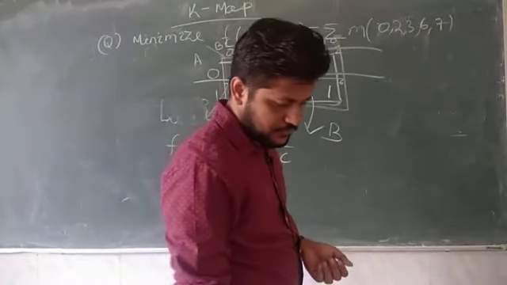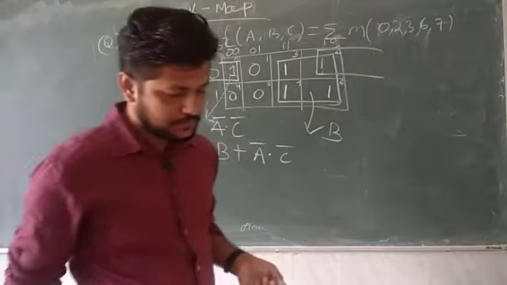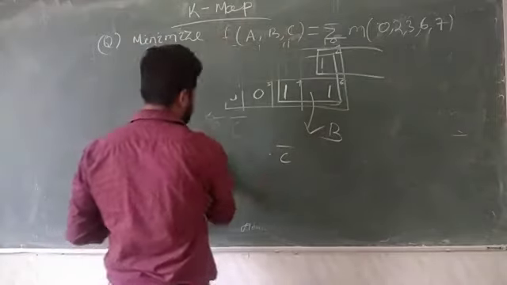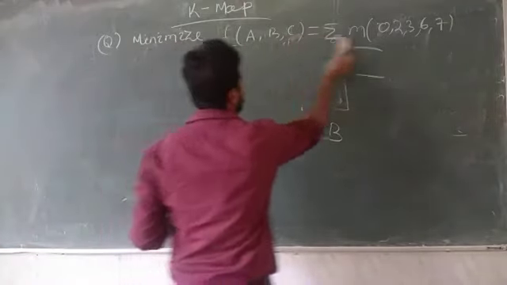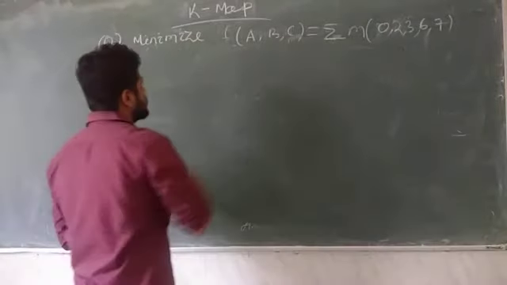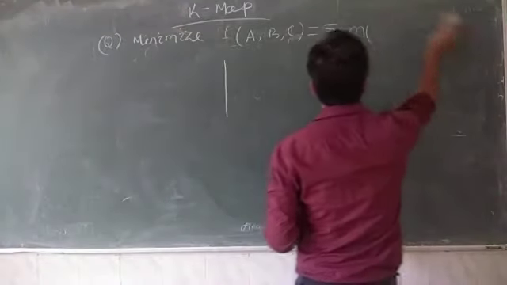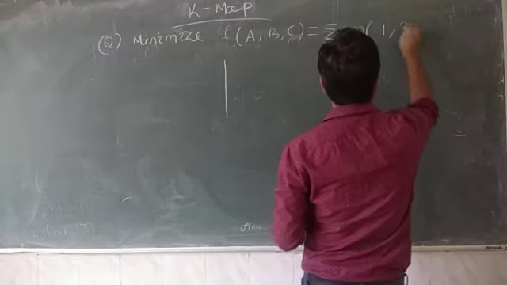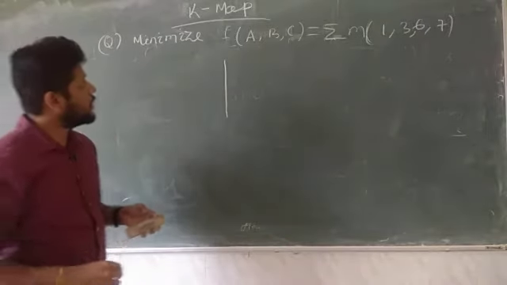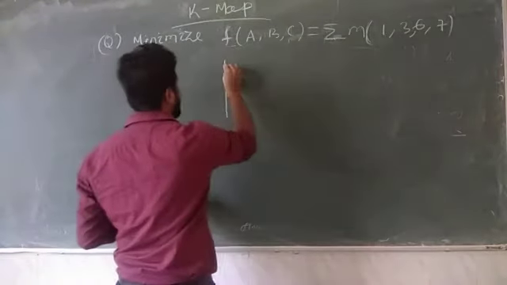Next we will see another problem, where the function is given as f(a,b,c) and the min terms present are 1, 3, 6, 7. The min terms are 1, 3, 6, 7. So how to write this?